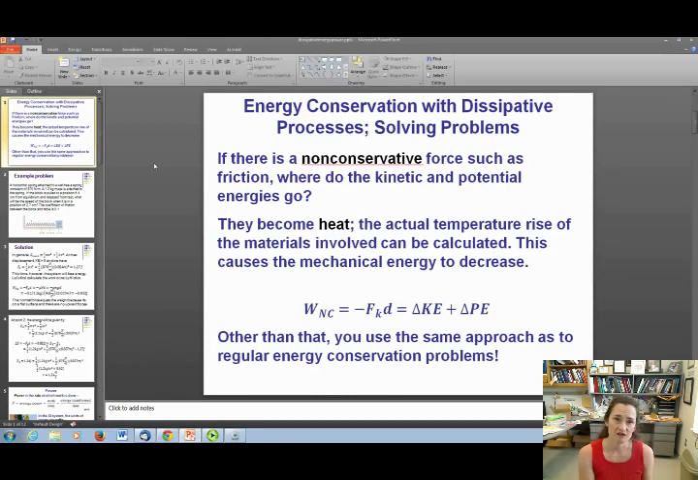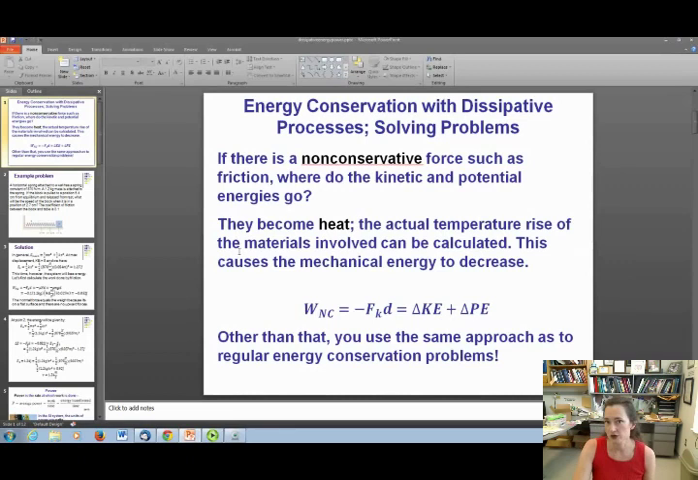We can actually figure out what the equation is for that. You can say that the work done by a non-conservative force is going to be equal to the change in the total energy of the system, which your book expresses as the sum of the changes in the kinetic and potential energies. But basically it's just the total change in the mechanical energy will be equal to the work done by the non-conservative force.